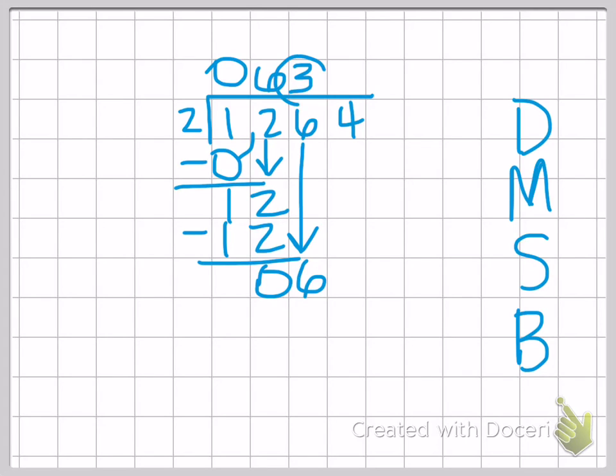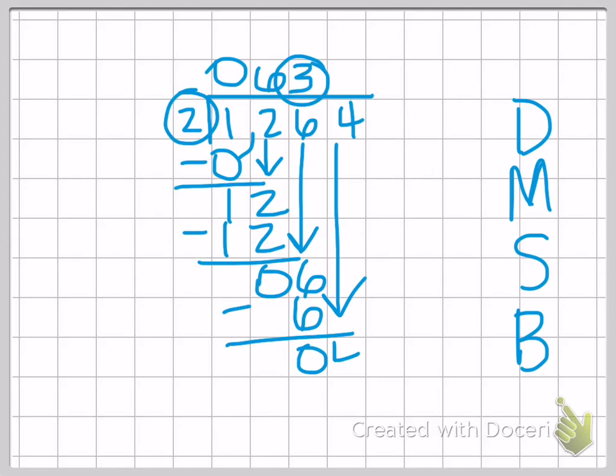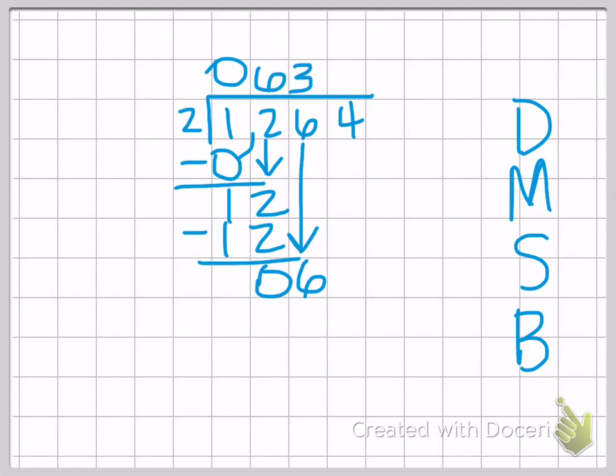Now I multiply. 3 times 2 is 6. I subtract. 6 minus 6 is 0. I bring down the next digit, which is 4. Oops, let me get rid of these circles I made. There we go. 3 times 2 is 6. I subtracted. I brought down the 4.